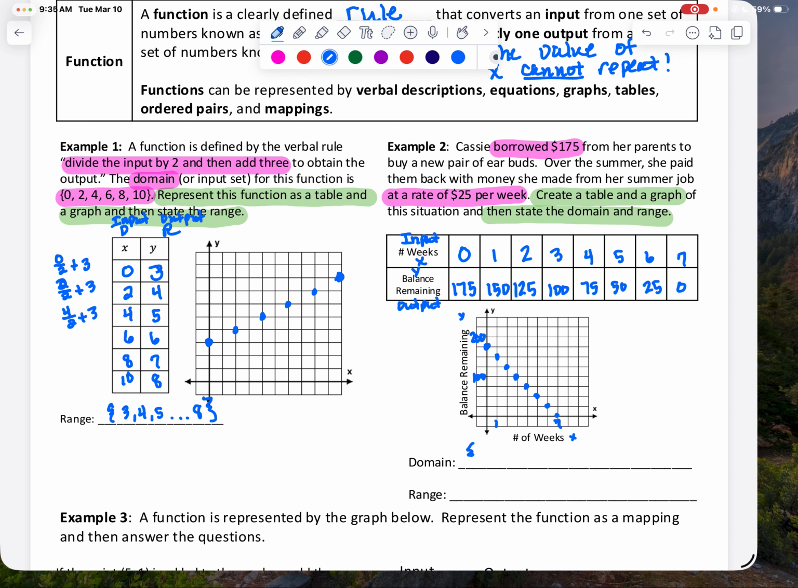Okay, so for our domain, 0, 1, 2, 3, dot, dot, dot, 7. And I can use those dots because we have a definite pattern here of increasing by ones. Now, be careful when you list your range. Most, but not all teachers are going to want you to list your range in numerical order with the smallest value going first. So our smallest y value was $0, and then 25, 50, 75, and you can definitely see the pattern going by 25s. So dot, dot, dot, all the way up to 175. So that would be your range.